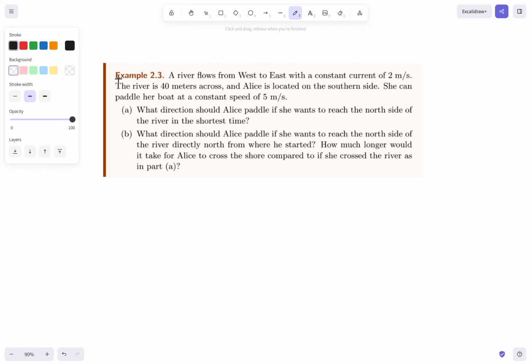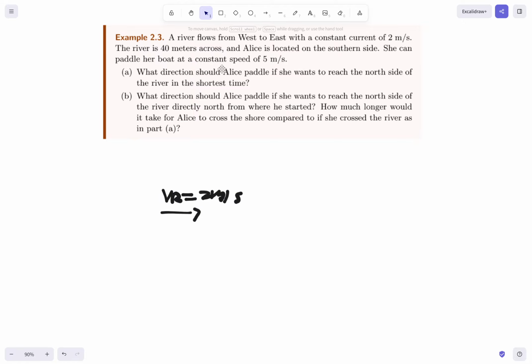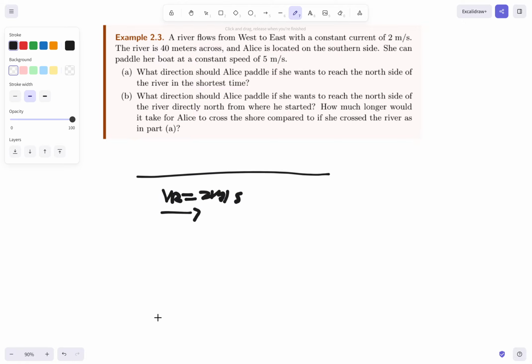Anyway, example 2.3: a river flows from west to east. So it's this way. There's a river, and this is V river, and it has a current of 2 meters a second. The river is 40 meters across. So I think it means this across.